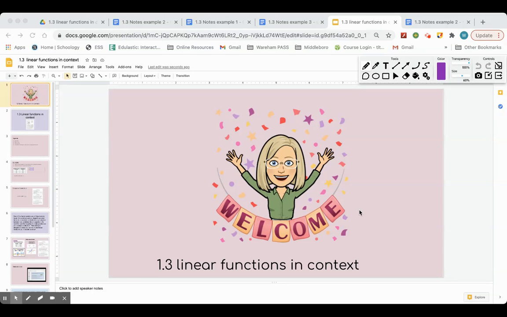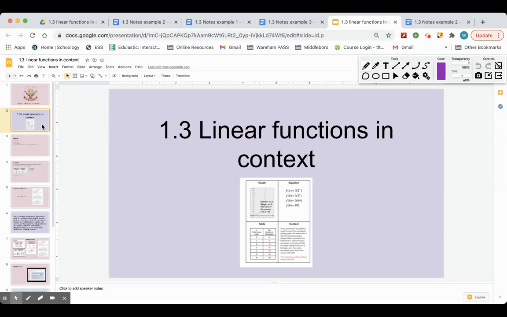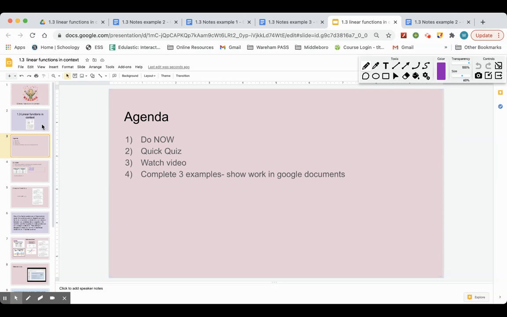We're going to look at linear functions in context today. That is the goal of our class. And so you can look at linear functions in graphs, equations, tables, and in words. So here is tonight's agenda.